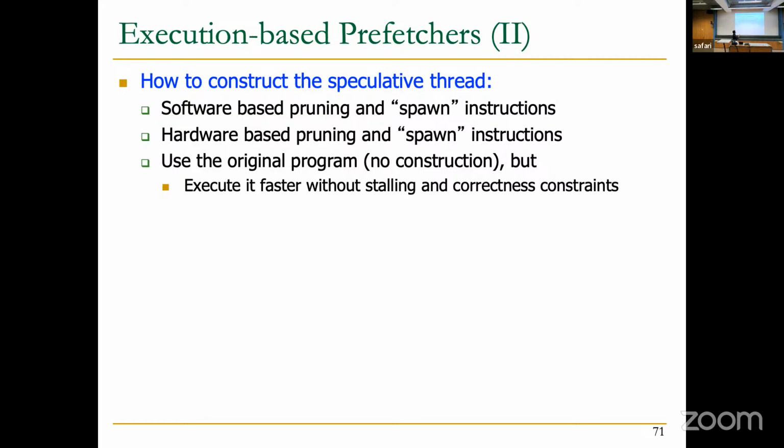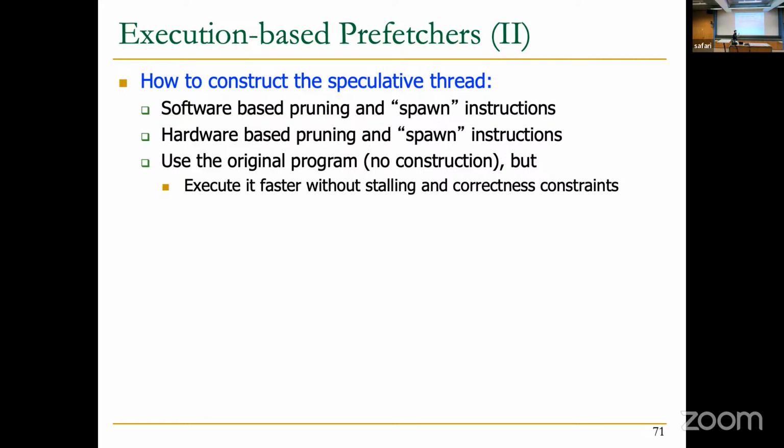The third option is that we are not going to create a separate thread per se. We are just going to execute the original program itself in a different fashion, executing it faster and speculatively, so that we can run ahead. Run-ahead execution falls into this third category. We execute the same program code, but in a speculative way, much faster, so that it can run ahead of the actual execution. The sole goal of run-ahead execution is to generate the memory requests, prefetch that data into the cache hierarchy, and that's it. There is no correctness concern.